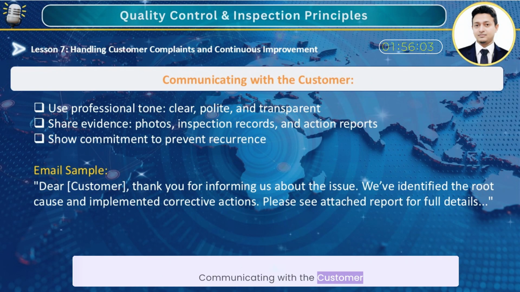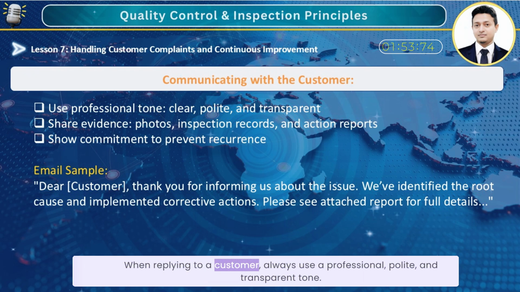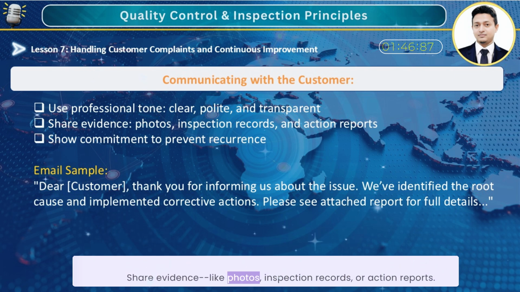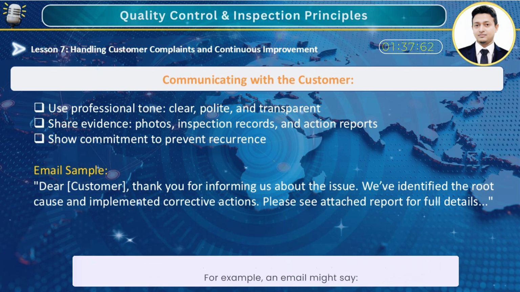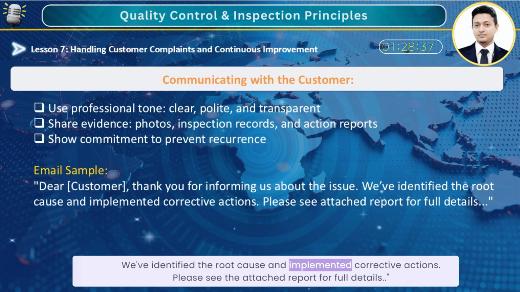Communicating with the customer. When replying to a customer, always use a professional, polite, and transparent tone. Share evidence, like photos, inspection records, or action reports. And most importantly, show your commitment to preventing the issue in the future. For example, an email might say, "Dear customer, thank you for informing us about the issue. We've identified the root cause and implemented corrective actions. Please see the attached report for full details."